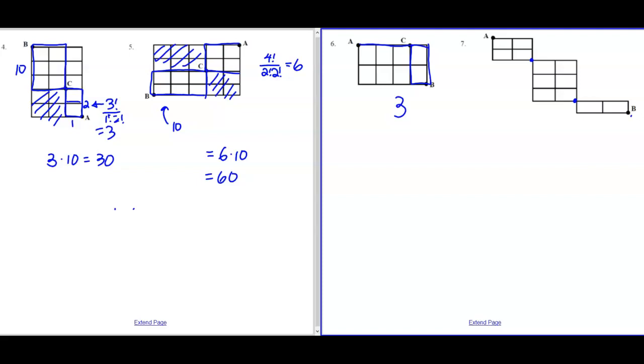Okay, then this one, you have to go to C first. Well, there's only one way to get there. And then from C to B, there's 3 ways. So 1 times 3 is 3.